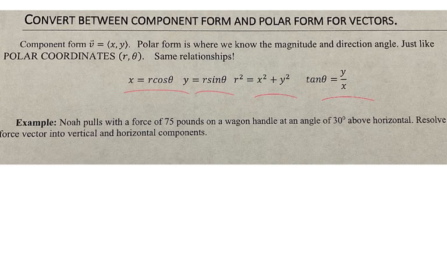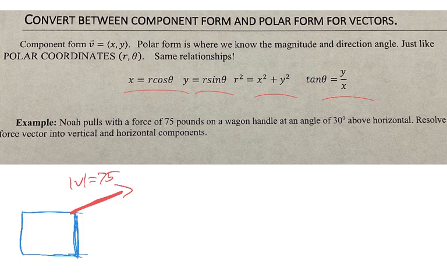So there's the example. Noah pulls with a force of 75 pounds on a wagon handle at an angle of 30 degrees above the horizontal. This is physics. Welcome back to physics, okay? Love this. This is wonderful. So here is the wagon that Noah's pulling, and here's the handle. What force does he pull on this handle with? That means its magnitude is 75. The magnitude of the vector is 75.